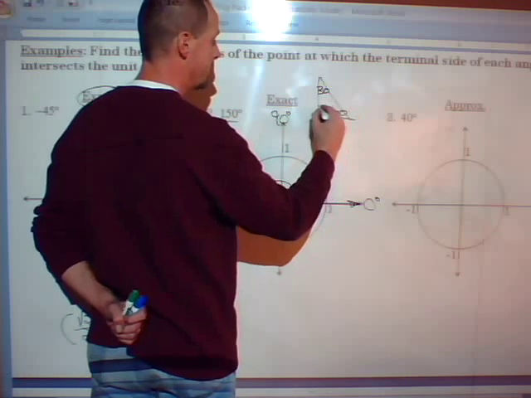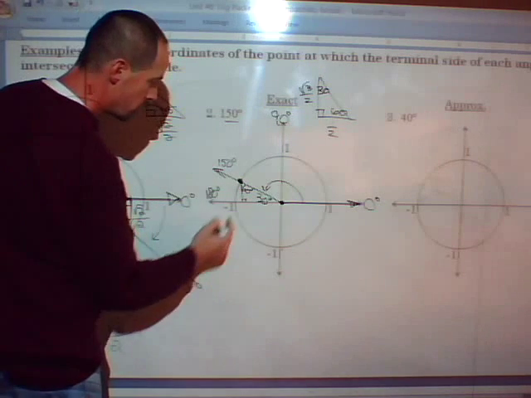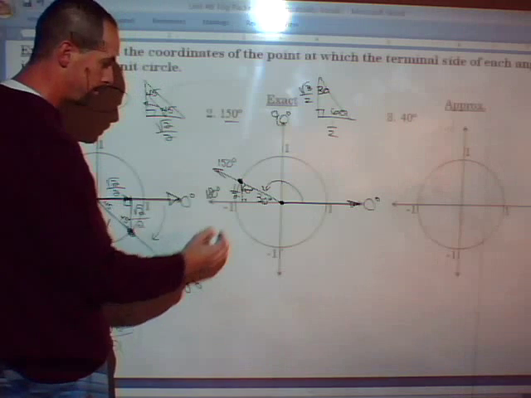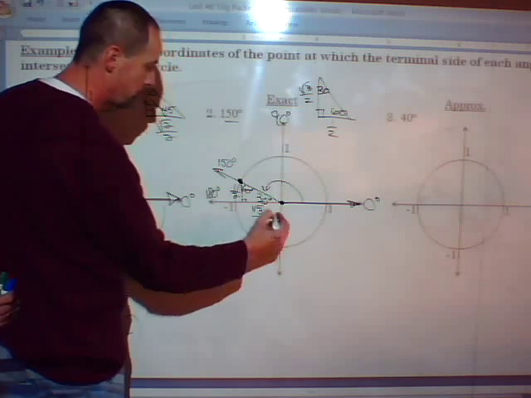This is 30, 60, 90. This is a half. This is square root of 3 over 2. So here's my 30 degree angle. So that means this side of the triangle has to be a half. This side is across from 60. That's got to be square root of 3 over 2.